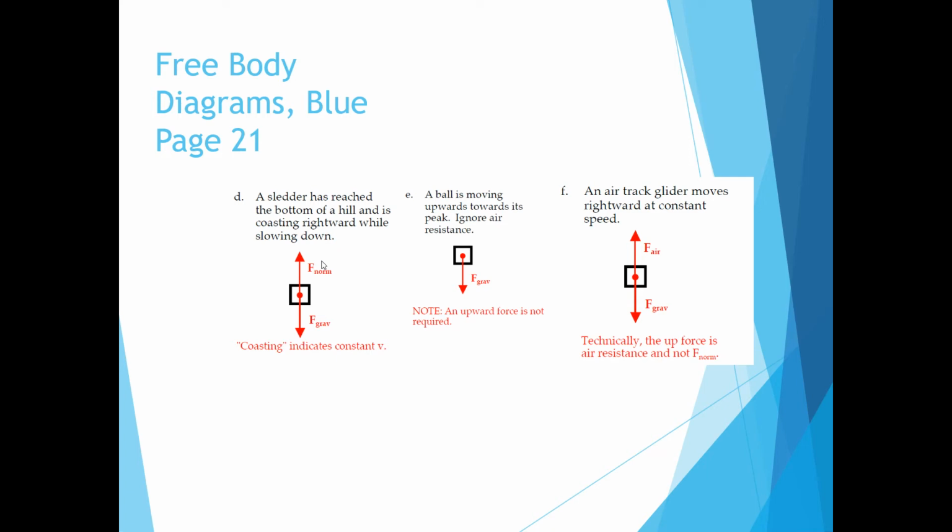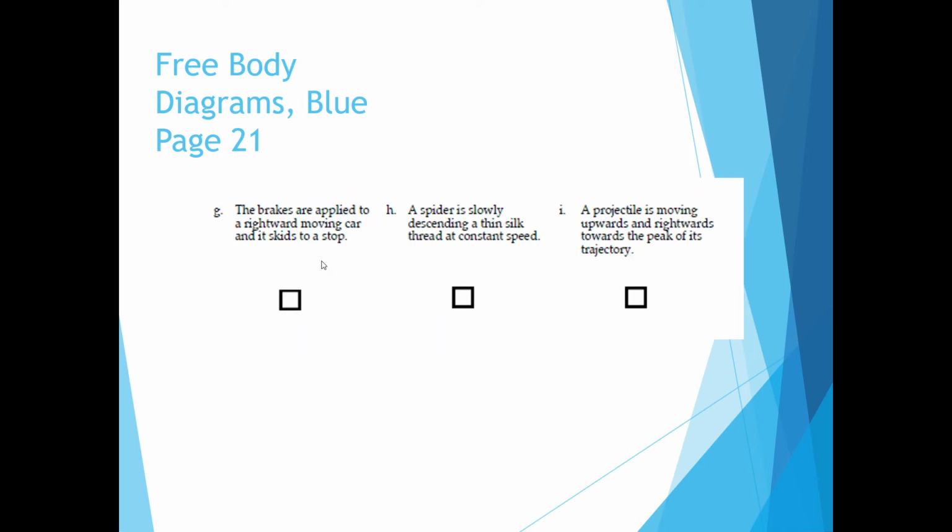So now letter G, the brakes are applied to a rightward moving car as it skids to a stop. So in this case, we still have gravity, and it's riding on the road, so it has a normal, and we have friction. So the car is moving to the right and friction opposes motion, so the friction is going to be going to the left.